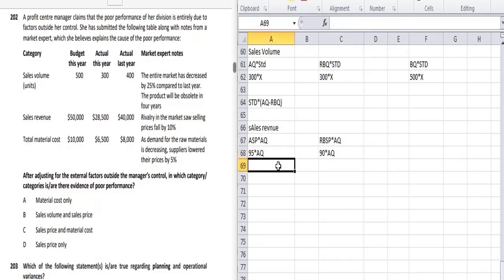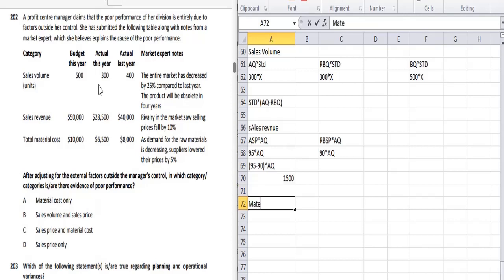Okay, so actual quantity sold was 300. Now, (95 minus 90) into AQ, and we know the AQ is 300, sold by the company, which is given above in the sales volume. So what's the variance? 1500, and it's favorable, so it means the manager has performed well in this area as well.